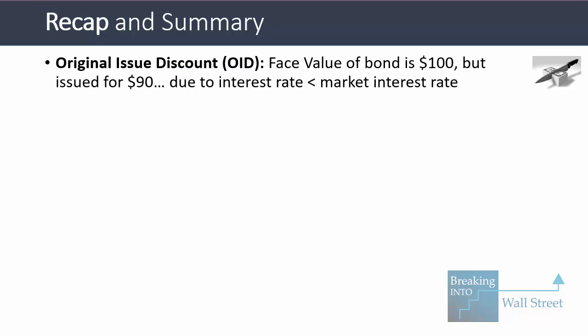With original issue discount, the idea is that the face value of a bond is 100, but the company issues it for only 90, usually because the interest rate on it is not competitive with market interest rates. It's offering less than what investors could get elsewhere in the market. This could also happen if there are doubts about the company's credit quality and ability to repay the debt eventually.